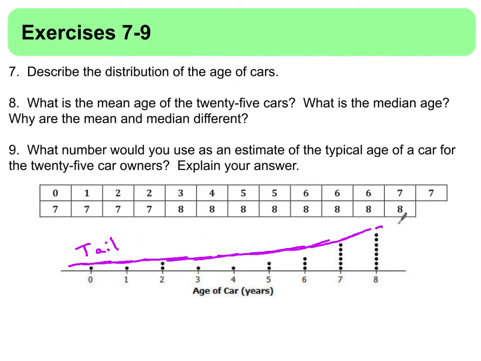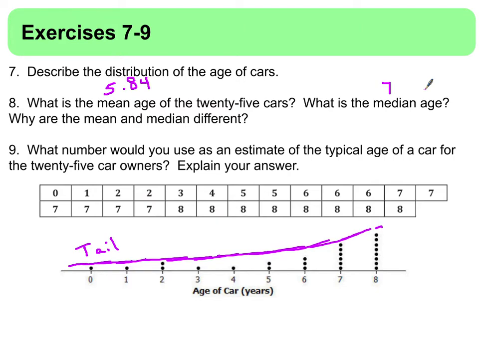What is the mean age for the 25 cars, and what is the median age for the cars, and then why are the mean and median different? So the mean age for the cars, after you solve it, and again that's adding all these up and dividing by 25, you're going to end up with a mean age of 5.84, and then the median is going to be 7. They are different. Obviously, they're not very close.